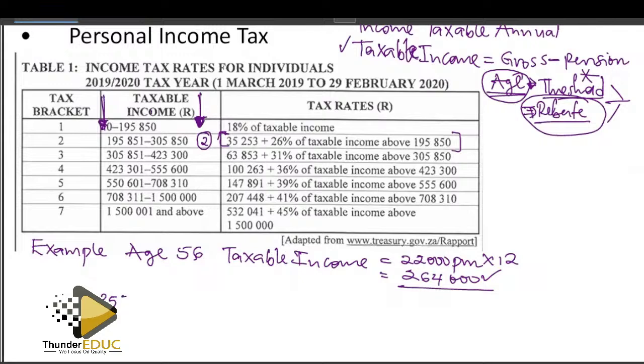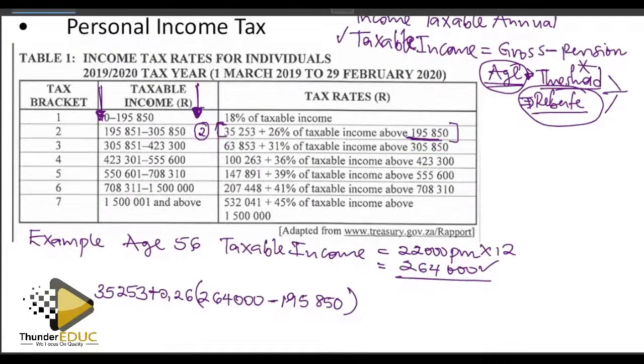We say 35,252 plus the 26%, which I will write like this, open brackets, the money the person gets, minus the money which is inside the bracket. It's not 8, it's 5. Sorry, 195,850. So I'm doing this.